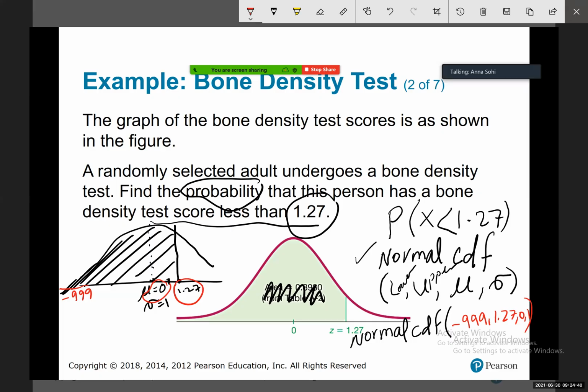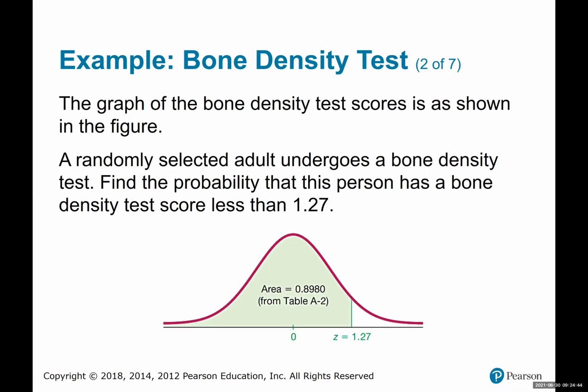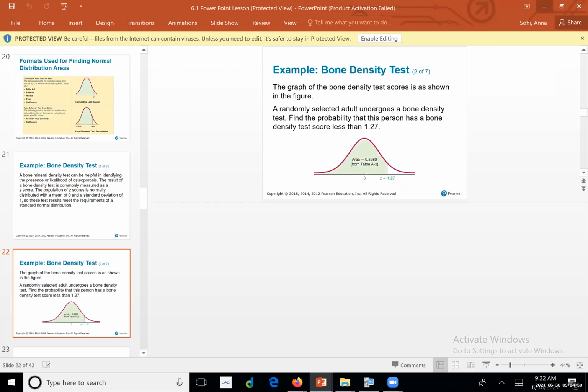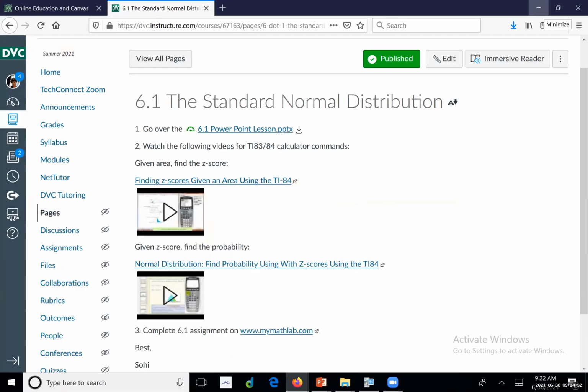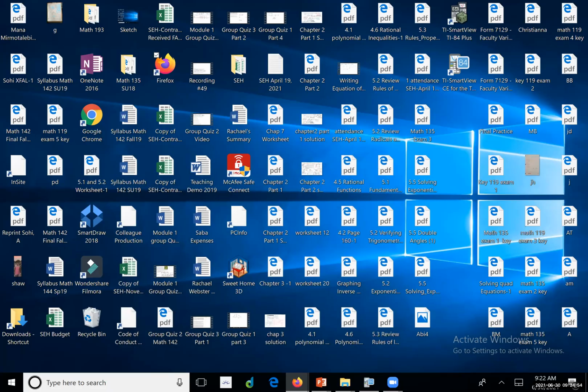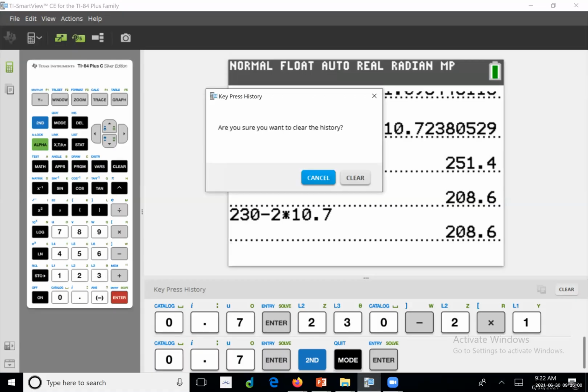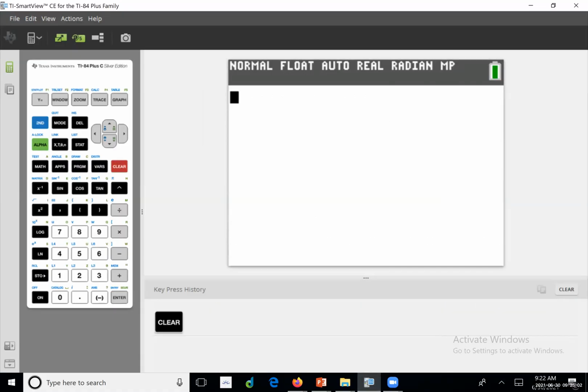So now let's put it to our calculator. Ready? Let me go to my calculator. And you all grab your calculators too. Let me clear stuff from yesterday. Okay.